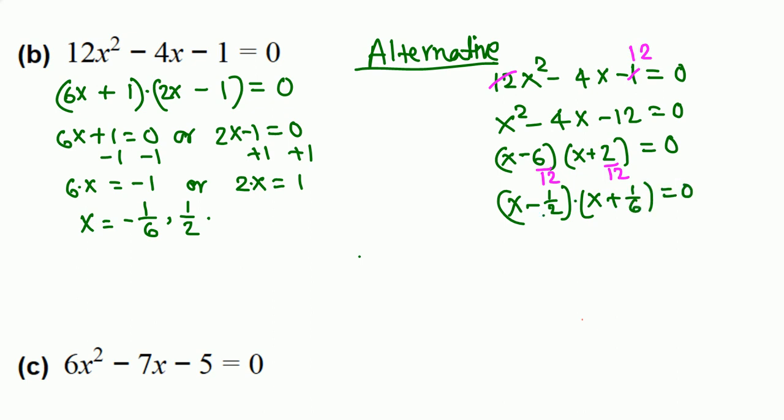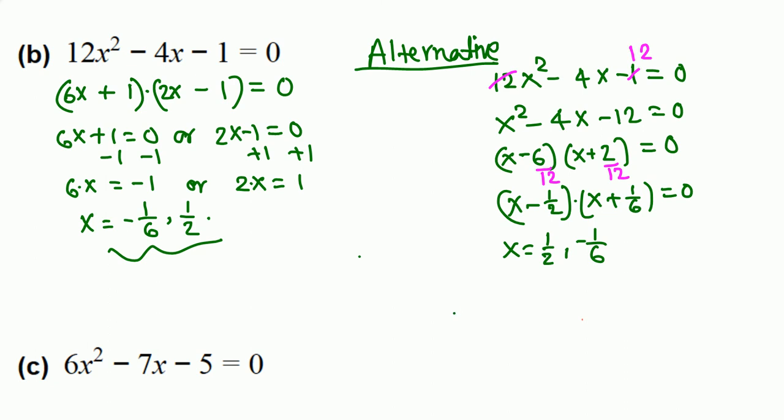Now we have a product of two factors equals 0. From the first factor, x minus 1/2 becomes 0 when x equals 1/2. x plus 1/6 becomes 0 when x equals negative 1/6. And we have the same answer as earlier.